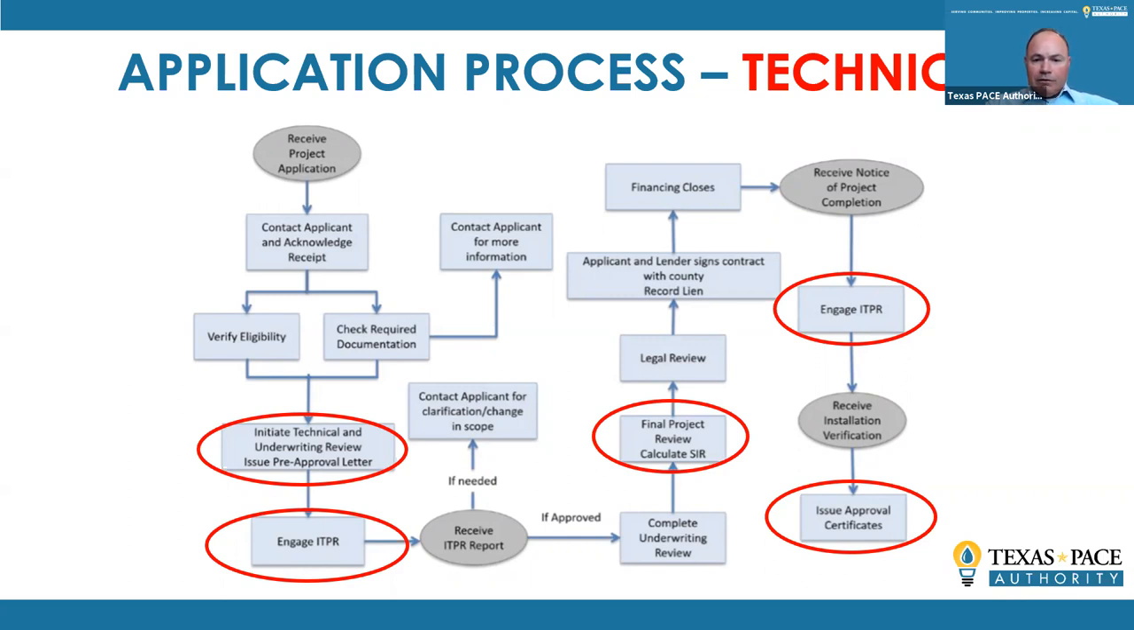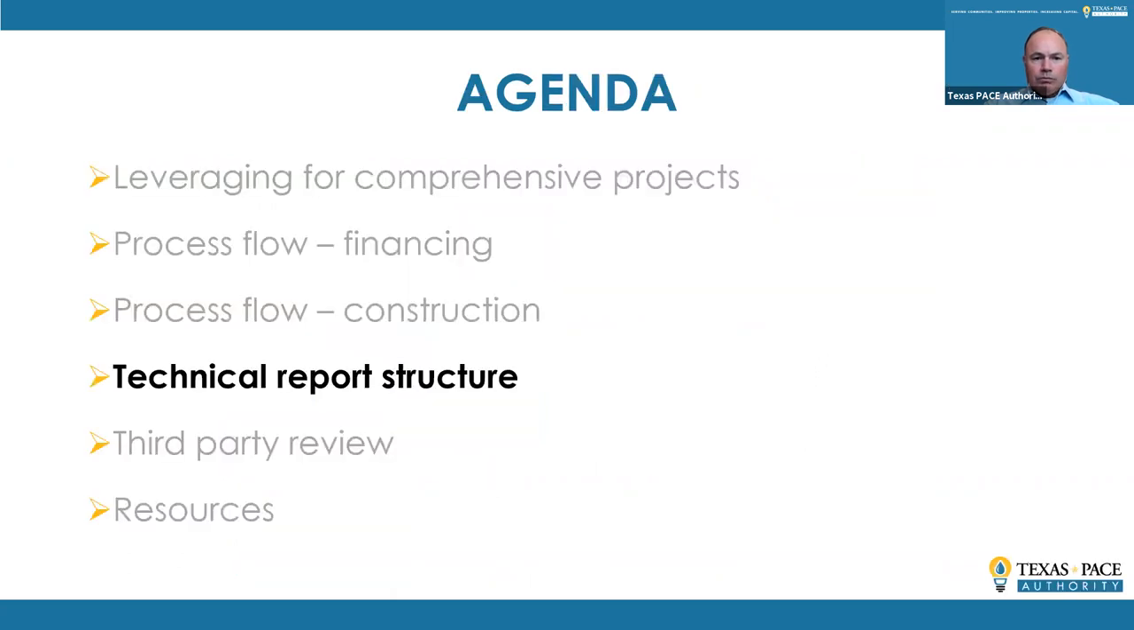The final project's reviewed. Moving over to the right column, the ITPR is engaged again to make sure the project's completed as intended. And then approval certificates are issued by the ITPR. So that's the overview, and we're going to dive into each of these a little bit more.